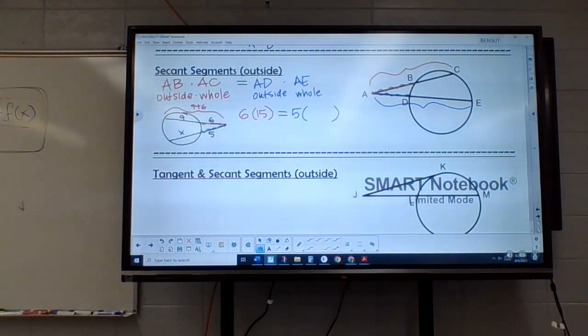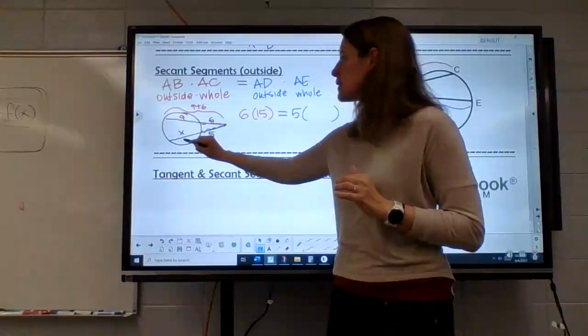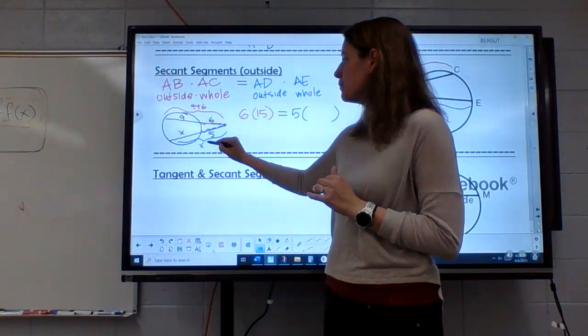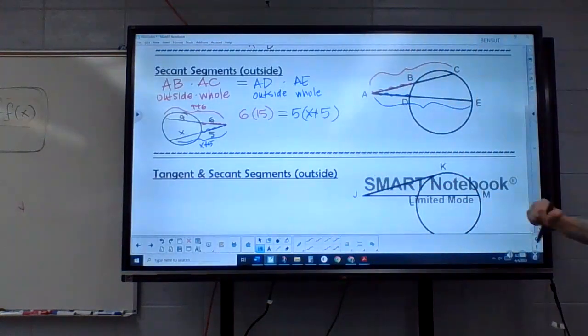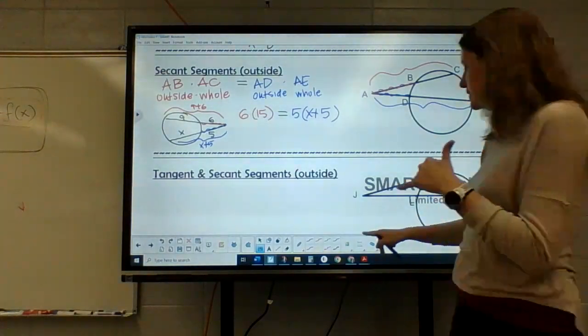What's tangent going to be in this case? 5 plus x. 5 plus x or x plus 5? It's the same thing. So that's a little bit trickier, so make sure you guys are careful with that. We're talking about the whole thing versus just the inside.